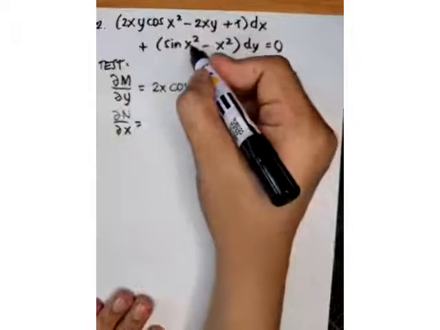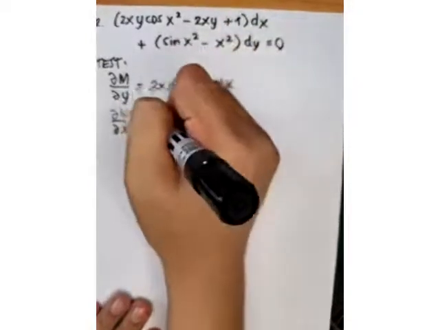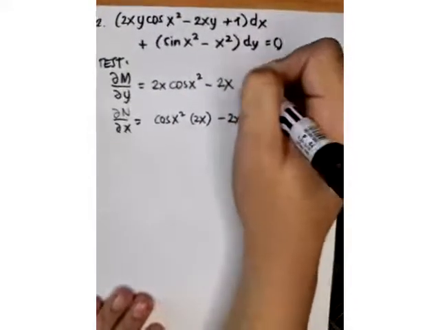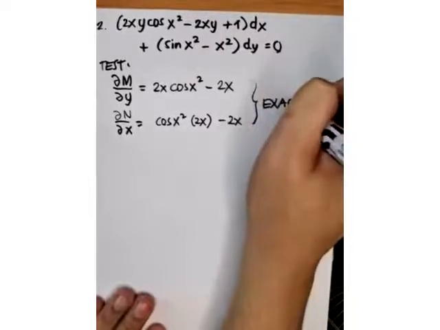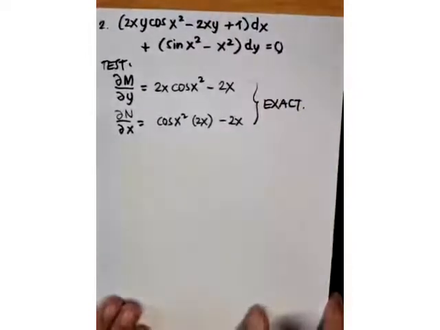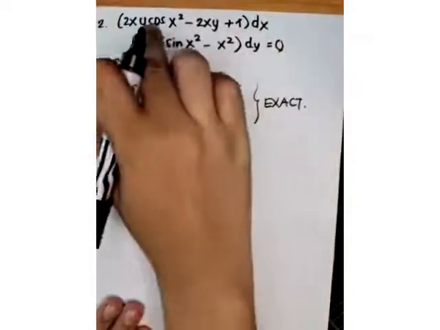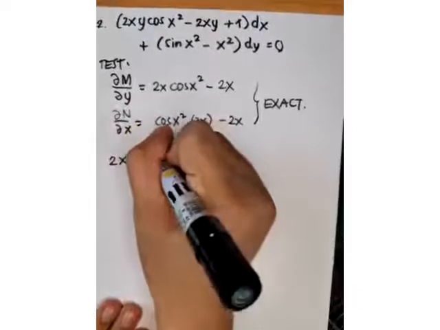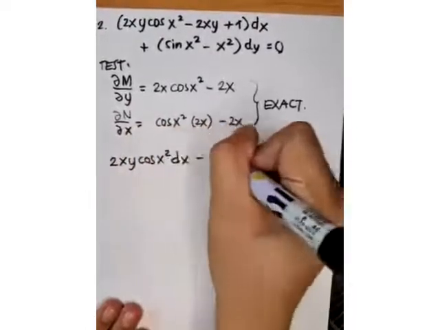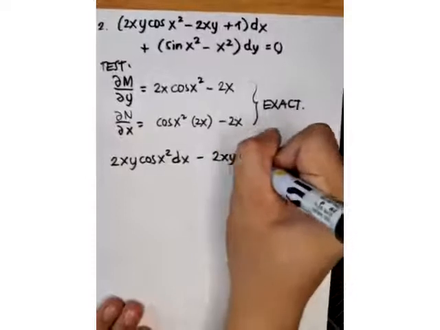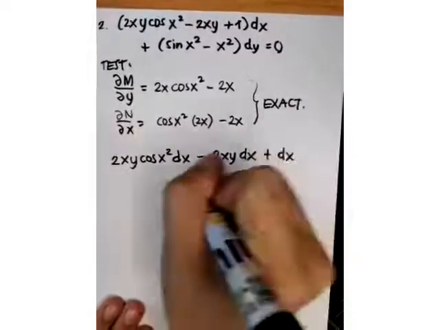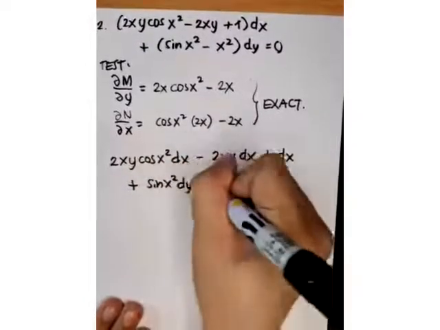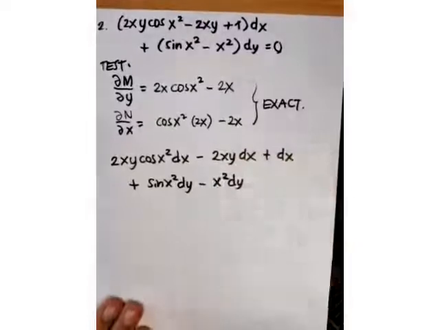And then yung N, so ito ay derive natin in terms of x. So, that will be cosine x squared, then chain rule, times 2x minus 2x. Ayan. So the equation is exact. So ang gagawin natin? I-distribute natin yung dx at saka dy sa bawat term. So that will be 2xy cosine x squared dx minus 2xy dx plus dx plus sine x squared dy minus x squared dy.